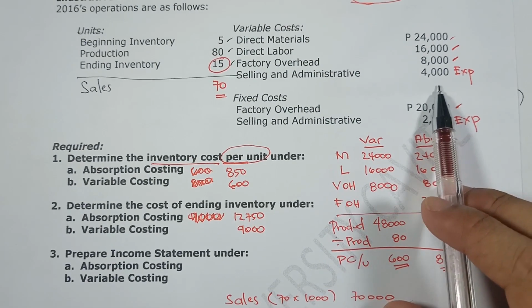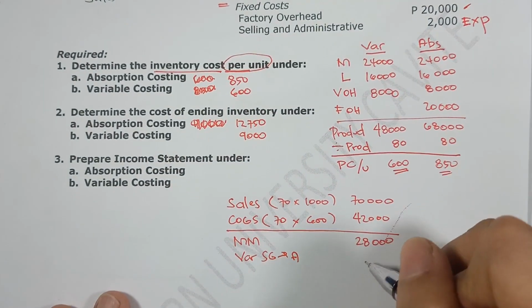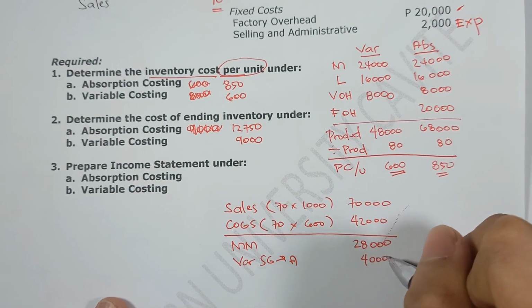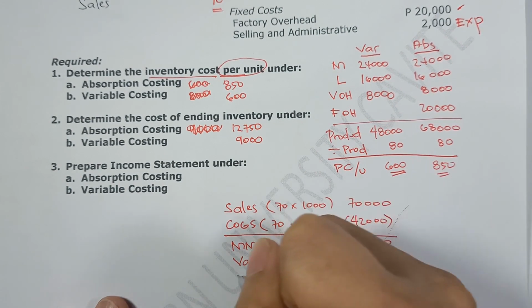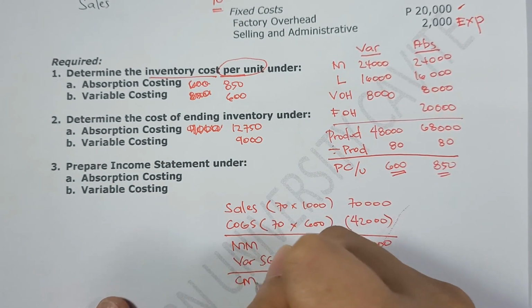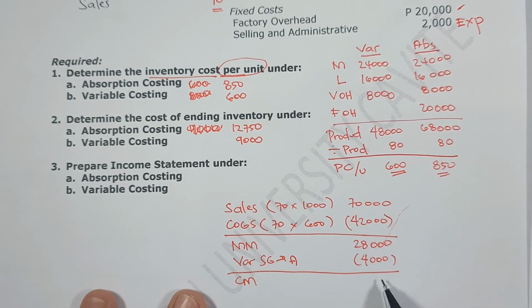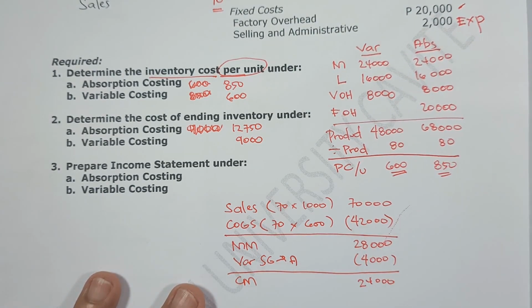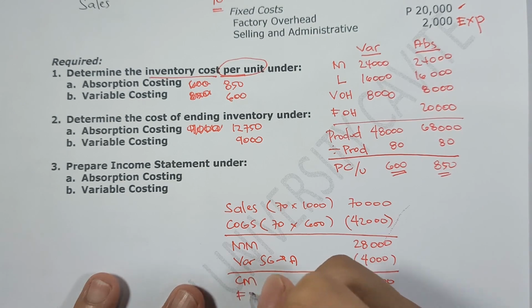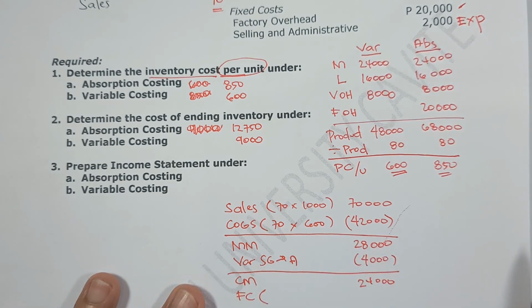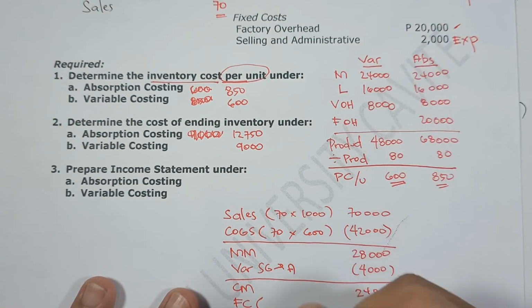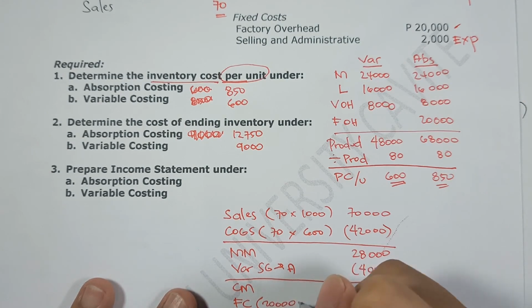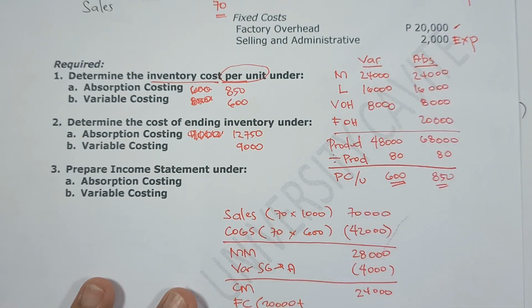Alright, given in the problem, these are the variable selling and admin expenses. What do we get here? We get the contribution margin, which is equal to 28 minus 4, or 24,000. Then minus fixed costs, in total. For the factory overhead, that's 20,000. Then for the selling, general and admin, that's equal to 2,000.